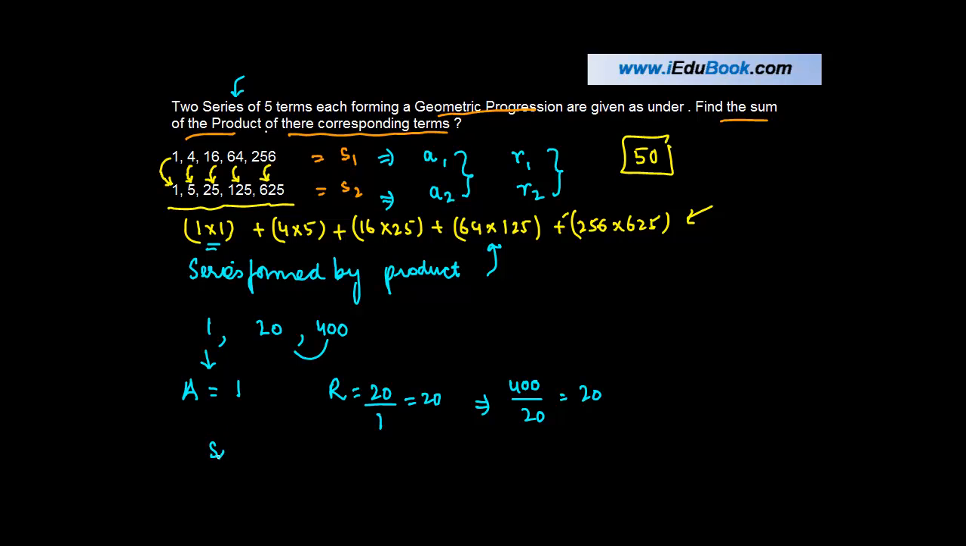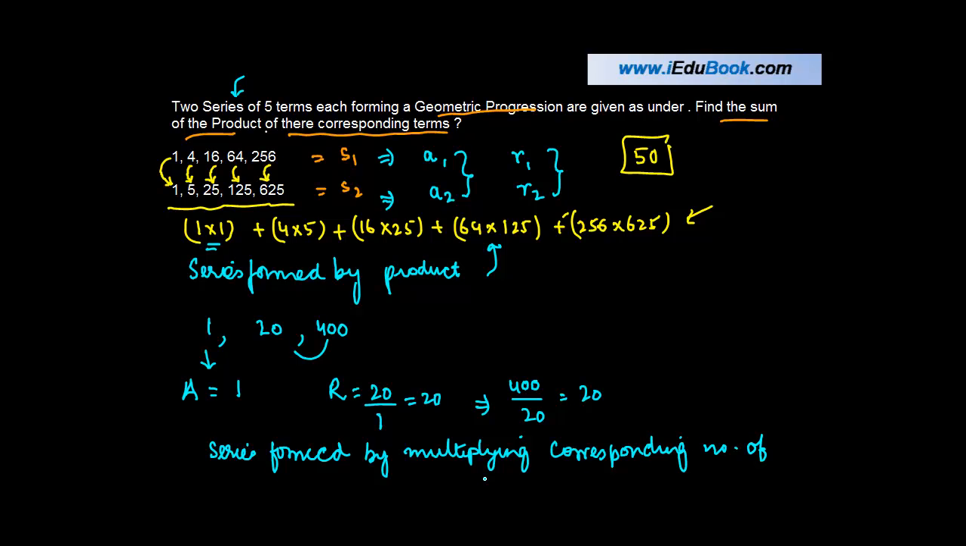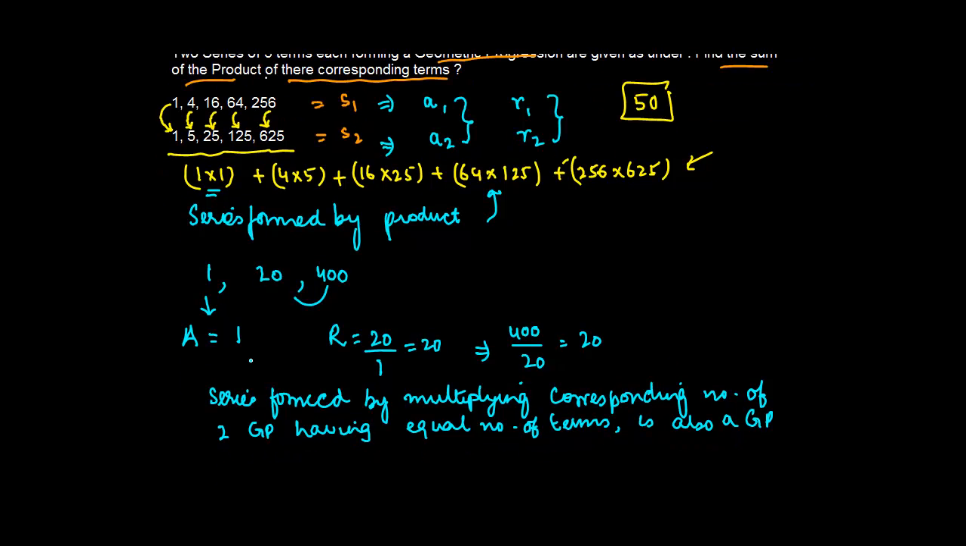So what we can say is that the series formed by multiplying corresponding numbers of two geometric progressions having an equal number of terms is also a GP. And in that case, A is equal to A1 into A2 and the ratio is equal to R1 into R2.